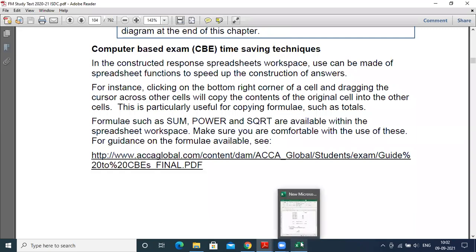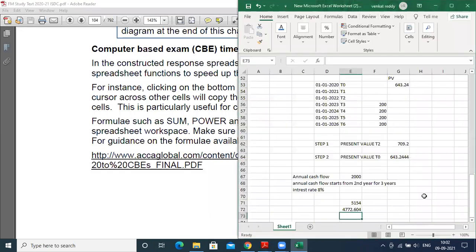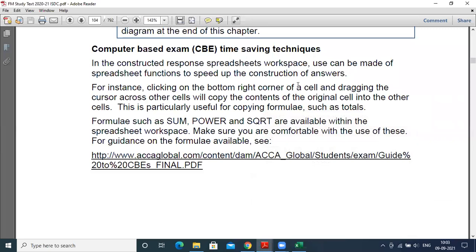See, there are certain functions. Suppose I speak about the present value: directly from your Excel sheet we can use the present value formula, but this present value formula will not be available in your exam spreadsheet. So directly you cannot use the ready-made formulas which are generally available in the Excel sheet. Here you can use square root, power, sum, addition, and subtraction. These are available.